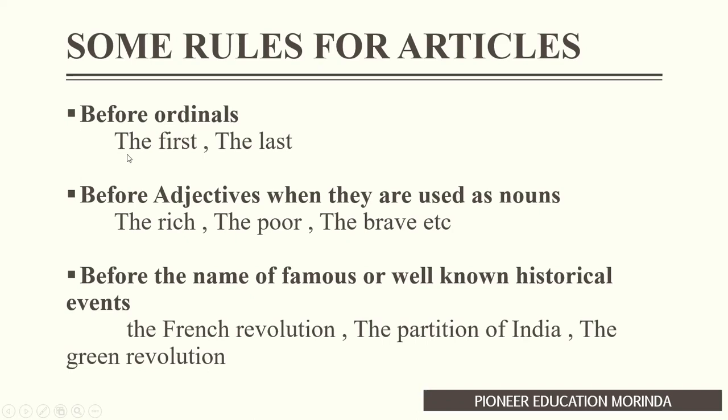So we use the. We also use the before adjectives when they are used as nouns. For example, the rich, the poor, the brave, etc. So when we are using these adjectives as nouns, we use the. Before the names of famous or well-known historical events like the French Revolution, the partition of India, the Green Revolution.